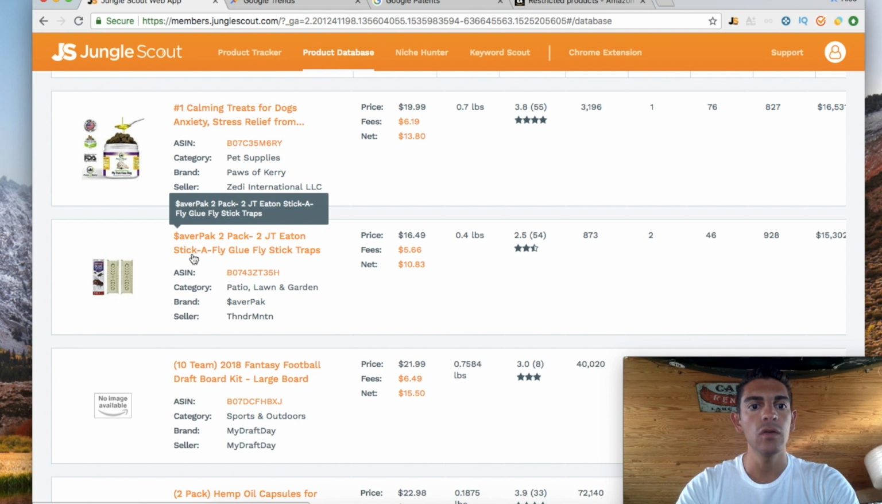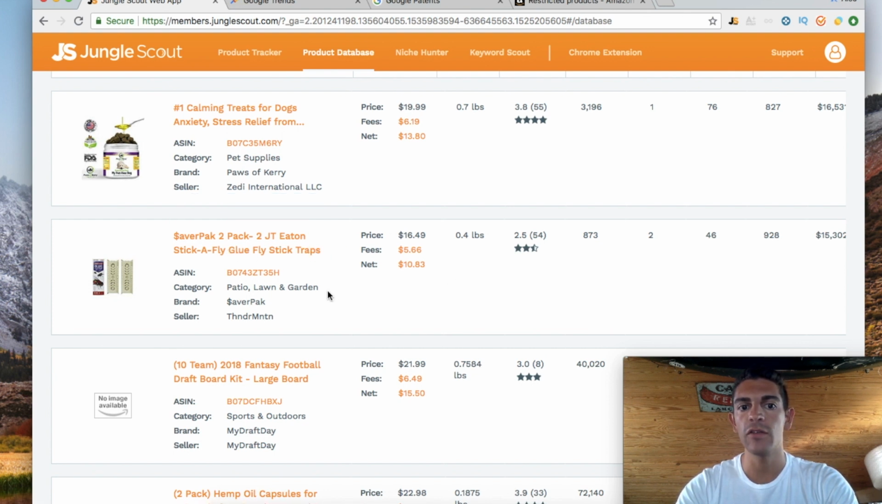Let's just see. Glue stick traps could be good. It's in patio, lawn and garden. That's a great niche to sell in. Price $16.49, that's an awesome thing. I'm sure that you can get these glue sticks for pennies, and I'll show you how to do that in a second. The average star review rating is 2.5, so really crappy job this seller is doing, and they probably sourced a pretty crappy product.